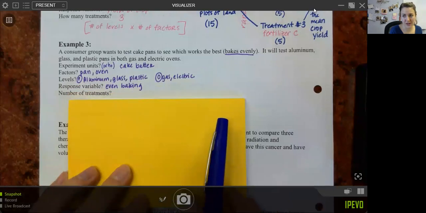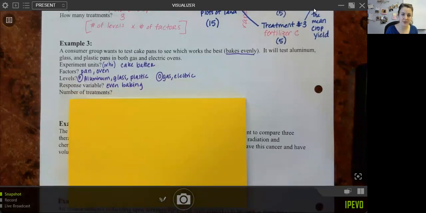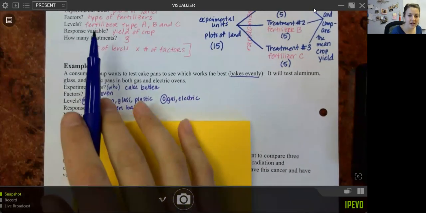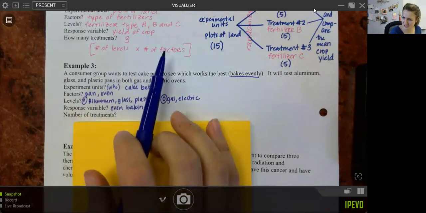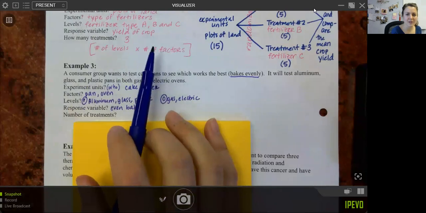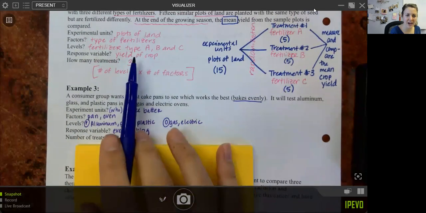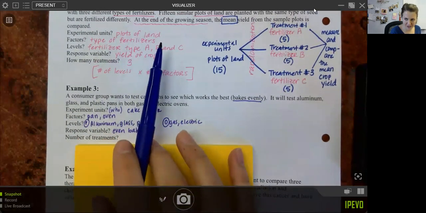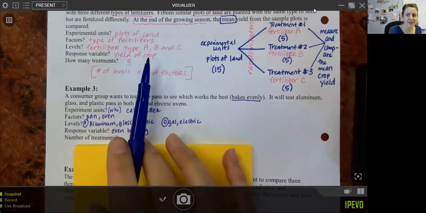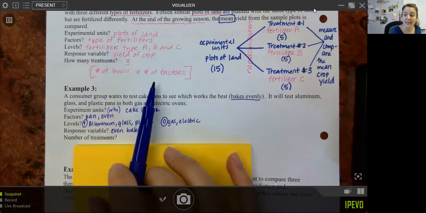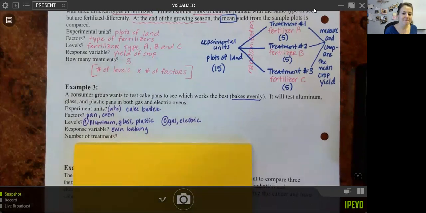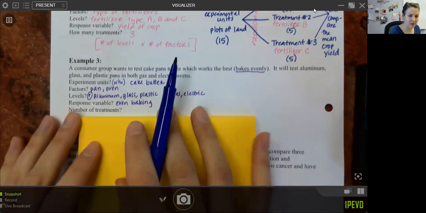Now, I messed up last week on our notes. I really do apologize. There was a formula that I wrote up here, number of levels times number of factors. I think what I was trying to say was if you have multiple factors, you want to multiply their levels together. I'm not really sure if that came out weird, I guess you could say. But let me go ahead and readjust this and maybe explain it a little bit.